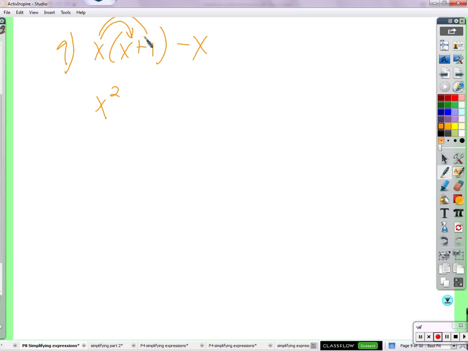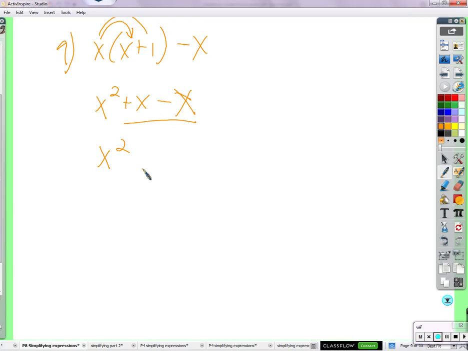Let's just finish this one up. X times 1 is x. Anything times 1 is just itself. We distribute the x, and now we subtract this x. X minus x equals 0. X minus x cancels each other, like 5 minus 5, 7 minus 7, negative 12 minus negative 12. It cancels itself out to 0. So what we're left with is x squared.